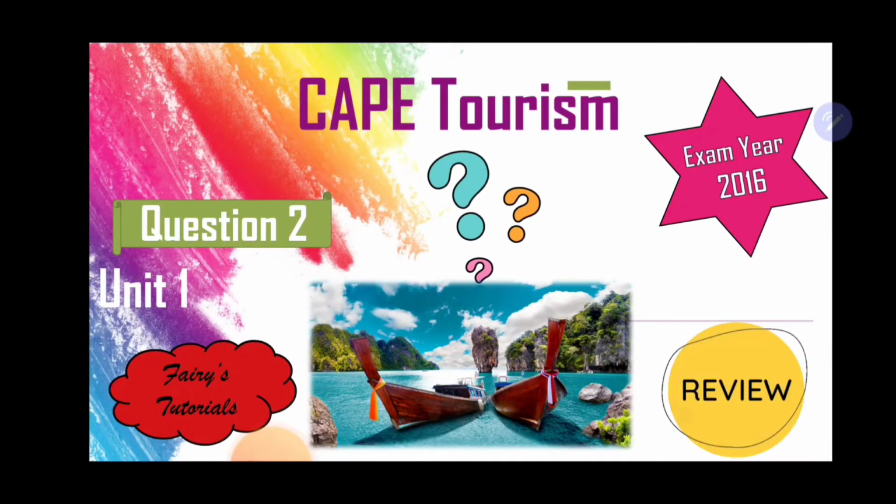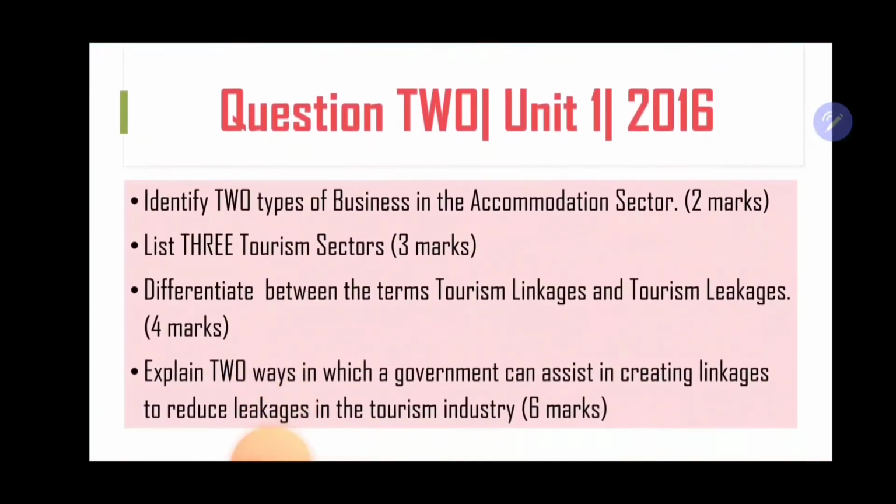CAPE Tourism Unit 1. In today's episode, we're looking at a past paper question for the exam year 2016, and we're focusing on question 2. It reads, identify two types of businesses in the accommodation sector.